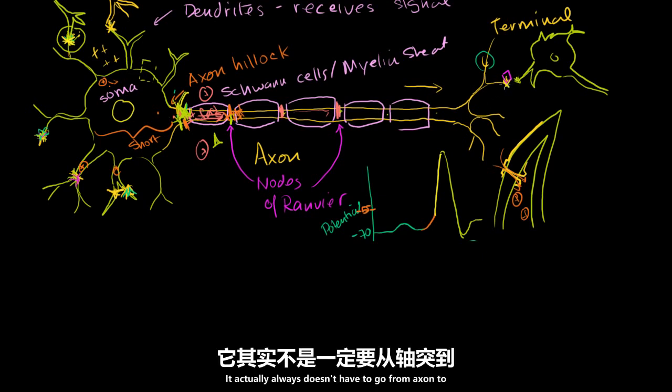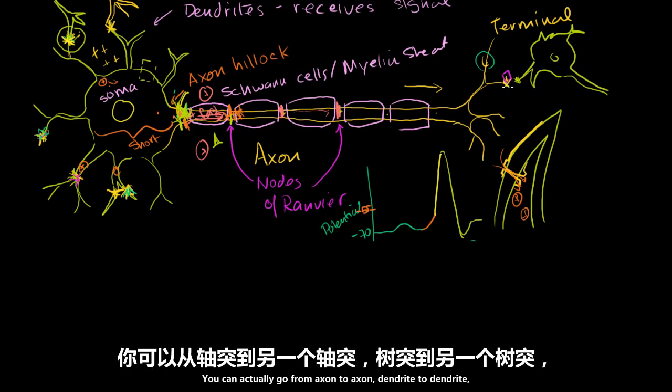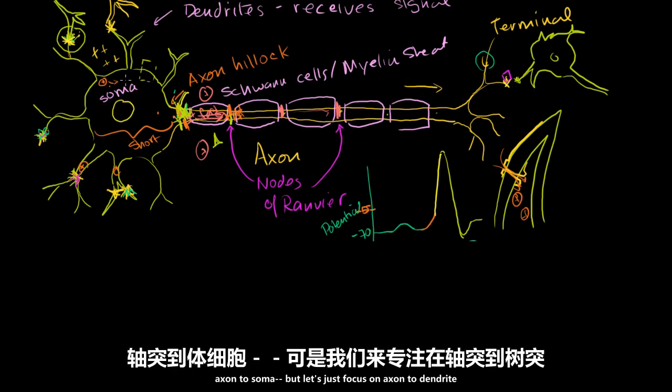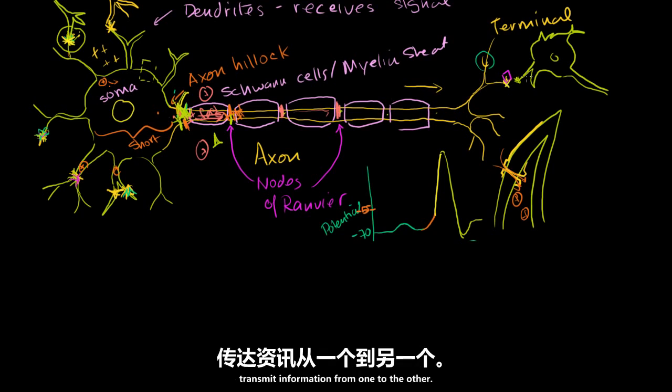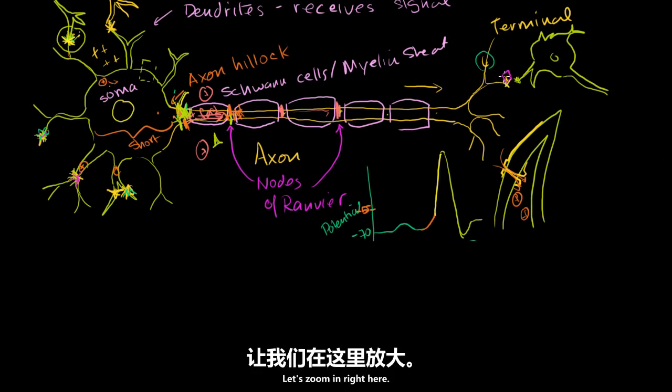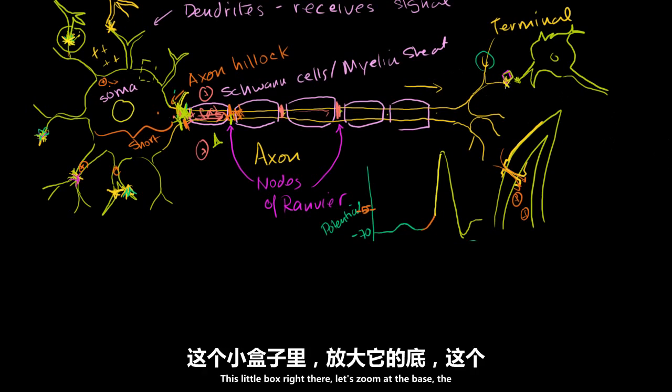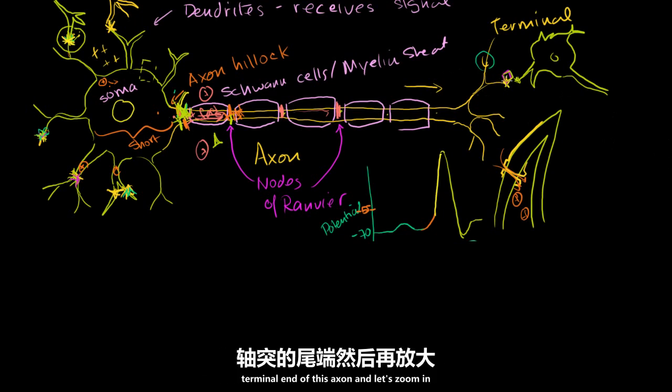And it actually doesn't always have to go from axon to dendrite, but that's the most typical. You can actually go from axon to axon, dendrite to dendrite, axon to soma. But let's just focus on axon to dendrite, because that's the most traditional way that neurons transmit information from one to the other. So let's zoom in. Let's zoom in right here. This little box right there. Let's zoom in at the base, the terminal end of this axon, and let's zoom in on this whole area.